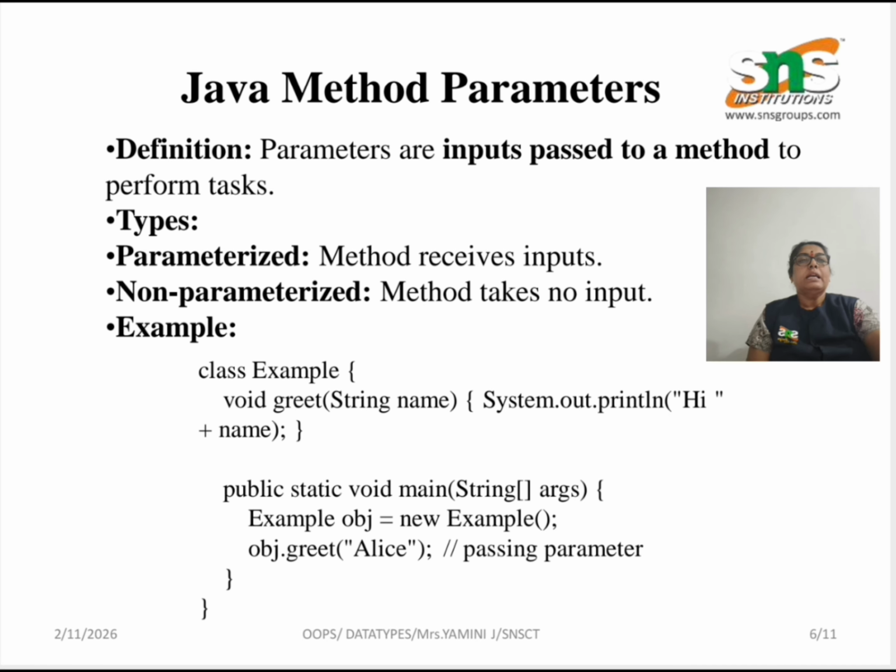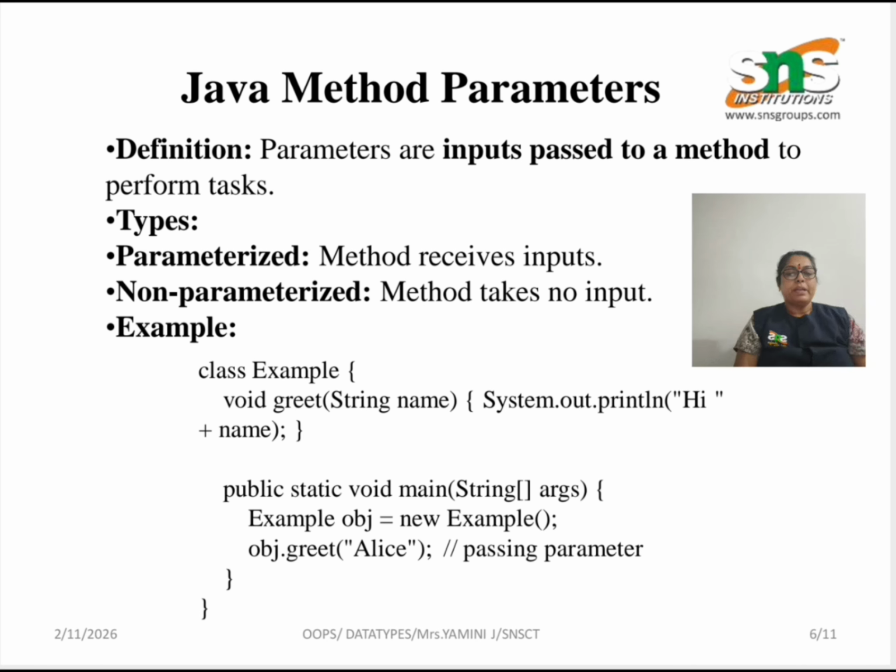Next one, multiple parameters and return value. This is a programmatic representation of Java method parameters. By definition, parameters are inputs passed to the method to perform tasks. Next, there are two types of methods. First one, parameterized method. Second one, non-parameterized method. In a parameterized method, the method receives input. A non-parameterized method takes no input.